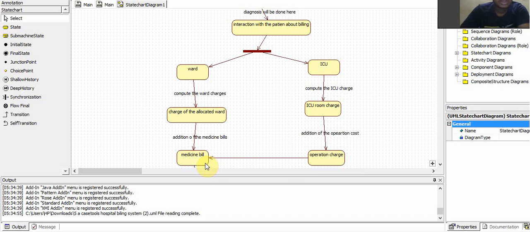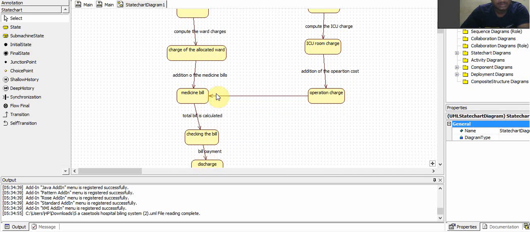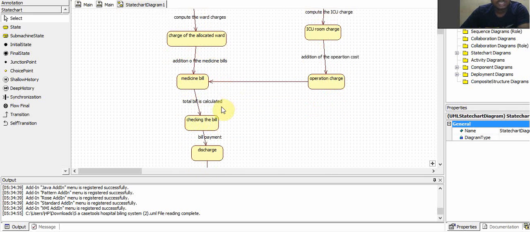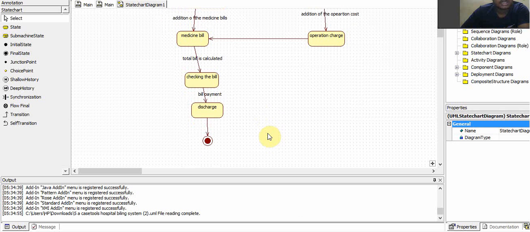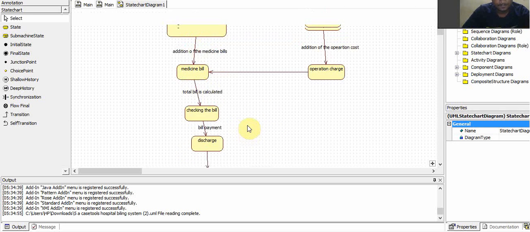Then with this the total bill is calculated, and the bill will be checked by the patient. If the patient is satisfied with the bill, he pays the bill. Then he gets discharged, and there it is the final state. After discharge, the state diagram goes to the final state. So that's it.